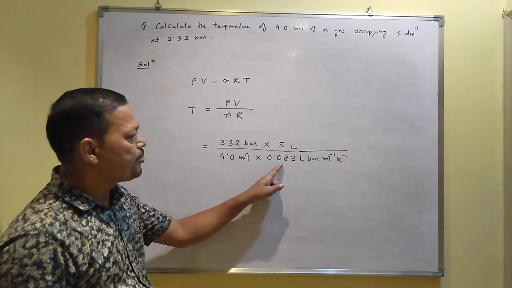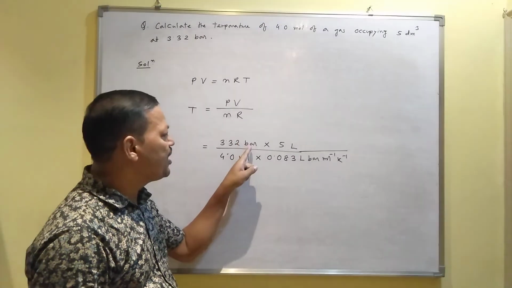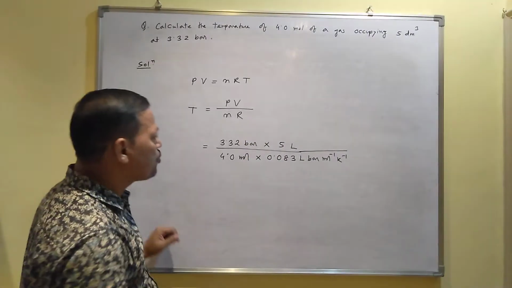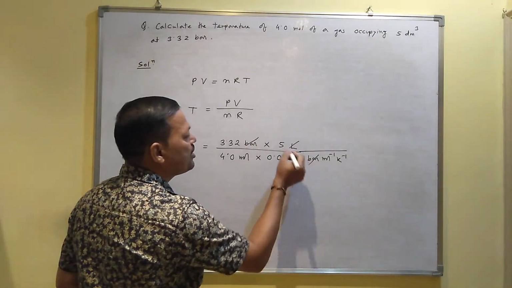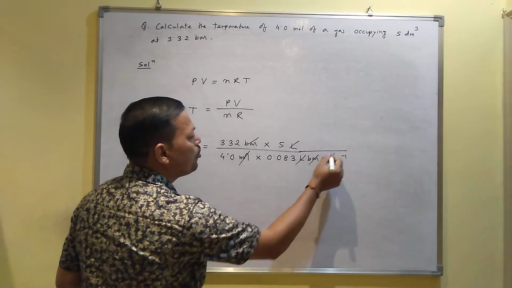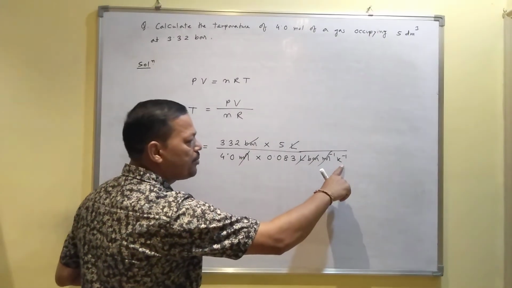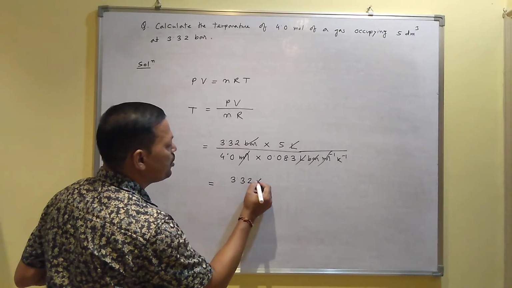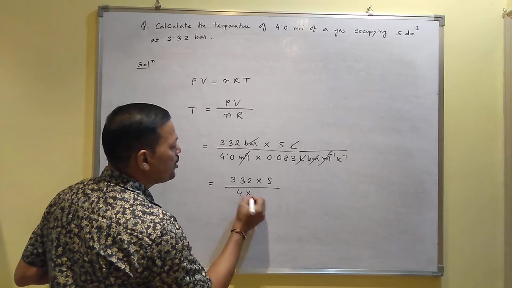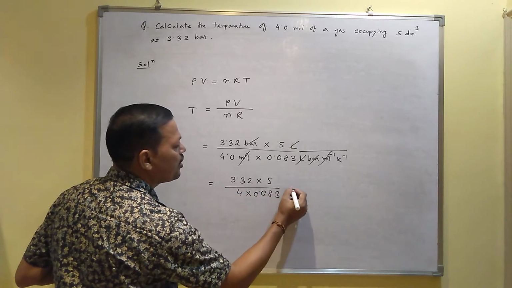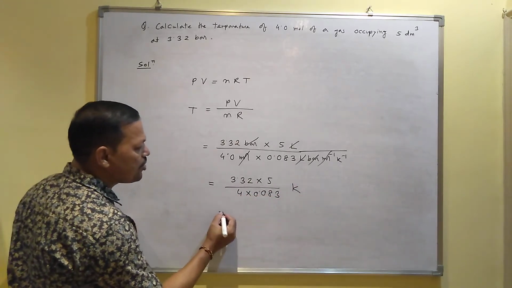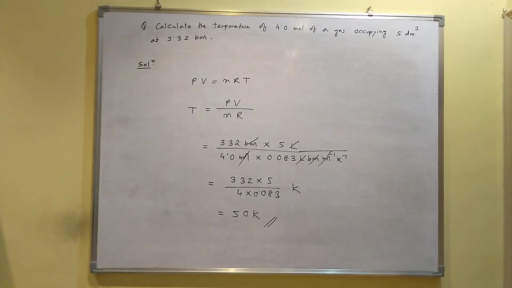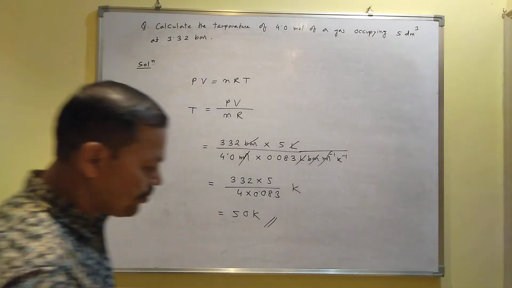Why am I using this value? Since the pressure unit is given in bar, I use the R value with the unit bar so that you can cancel bar and bar. Liter will be cancelled, mole per mole will be cancelled, Kelvin inverse remains, so the unit turns to Kelvin. Ultimately you will get 3.32 into 5 divided by 4 into 0.083 Kelvin. After calculation you will get 50 Kelvin. In this way you can find the temperature also.